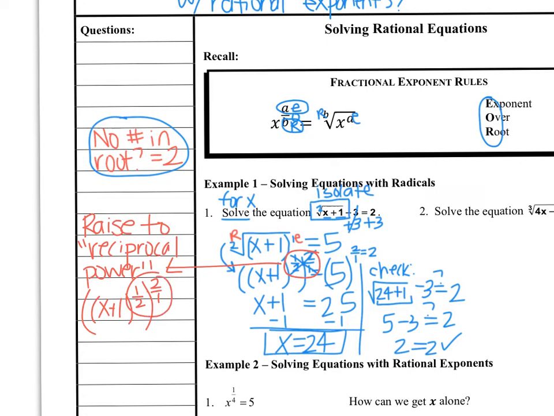So again, reciprocal just means flip the fraction. Another example of a reciprocal: if it was 3 over 5, the reciprocal power would be 5 over 3. Okay? And that would, again, cancel those out, and so forth.